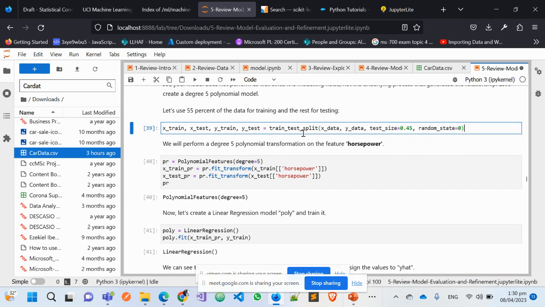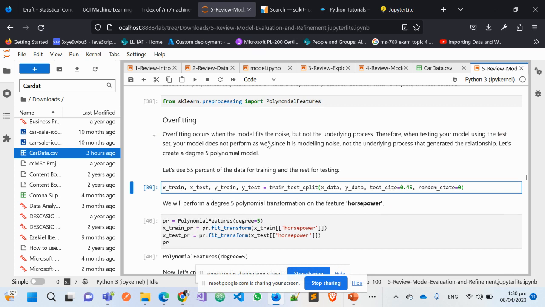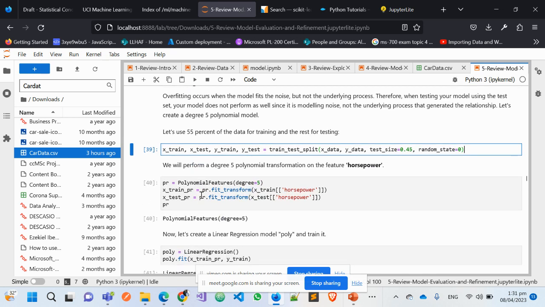So what we're going to go on with now is to see how we can best check for overfitting and underfitting. Remember, I said something about overfitting. Overfitting is when the training data is more than required, while underfitting is where the training data is less than required. Okay, just to put it in layman's terms for your understanding. So we're checking for overfitting. Overfitting occurs when the model fits the noise but not the underlying process.